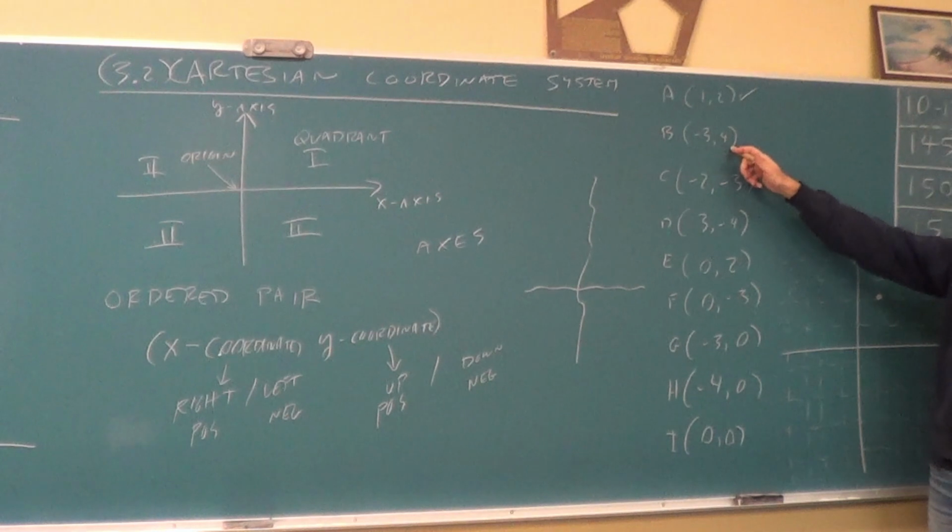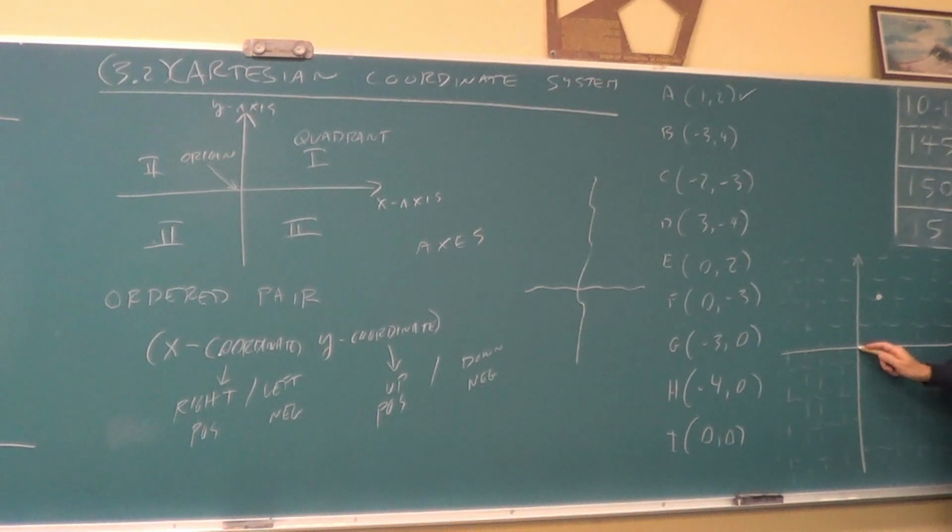Which quadrant would B be in? 2. Where am I headed there? Left 3, up 4. So there's B, there's A. On a quiz or a homework, if they do letters in the book or on the quiz, it's helpful to put letters on the points so we know who's who.